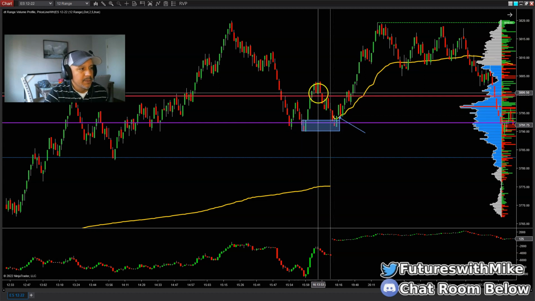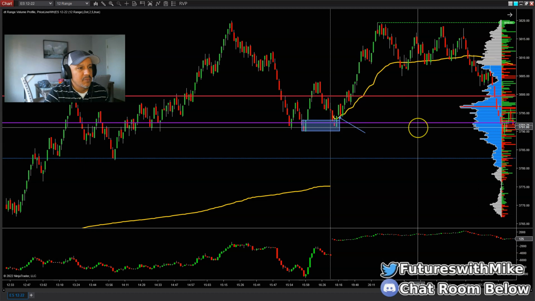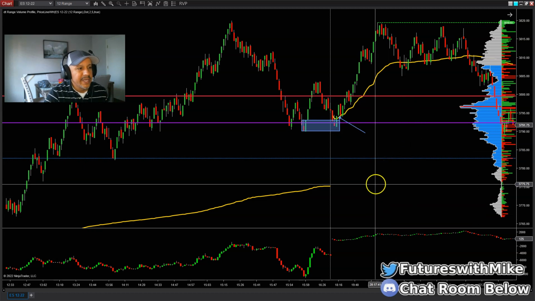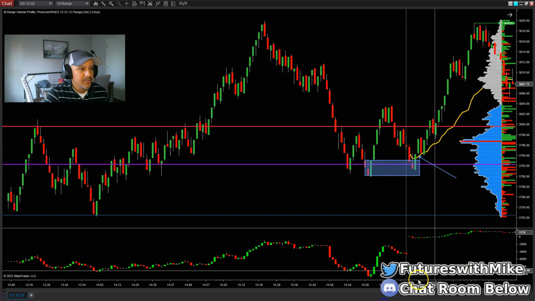Once the session opened back up in the evening yesterday, I noticed this. I waited for the candle break. Once I saw the candle break, I went long. Okay, but if we look at it in relation to the volume profile, let's squeeze it back over, move back over here, blow it up a little bit.